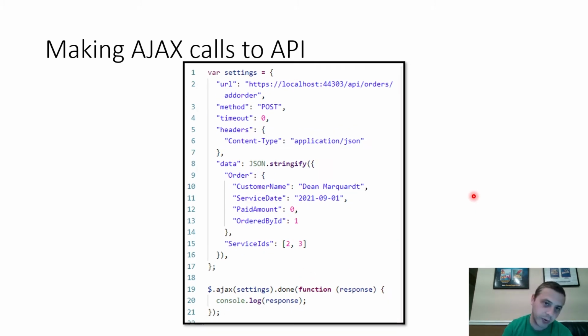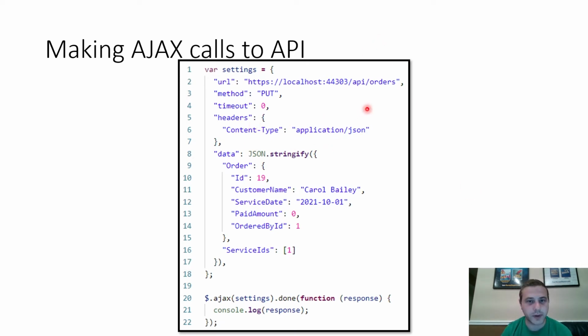Here I was making a POST, here I'm making a PUT. You can see that the URL is this, the endpoint is this, I'm making a PUT request, and then here you can see my JSON object. Here I'm specifying that I want order ID number 19 to have this information. That submits the data to the backend, to the API, and then the API responds back with the order that has changed. So when we get the response back, it'll be exactly like this.